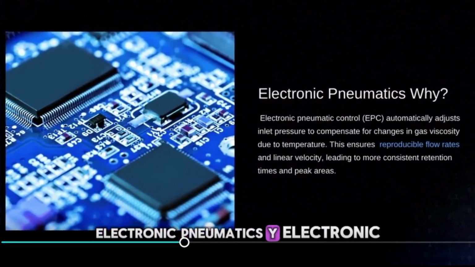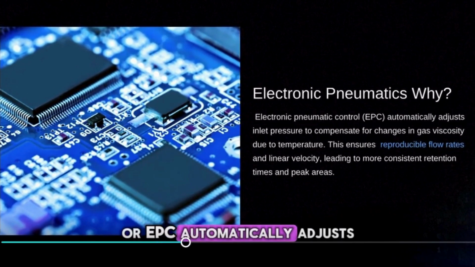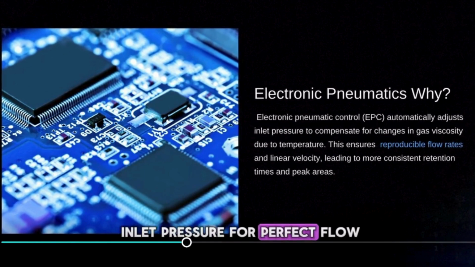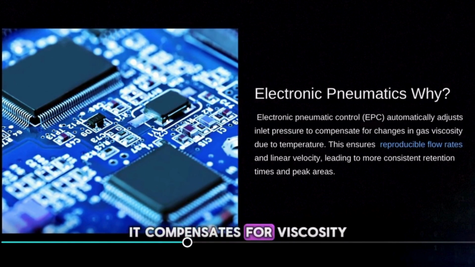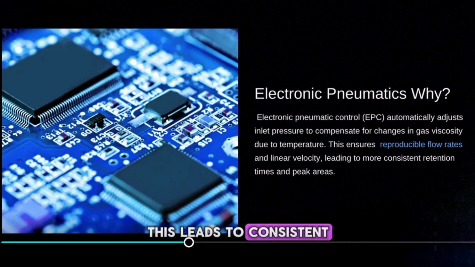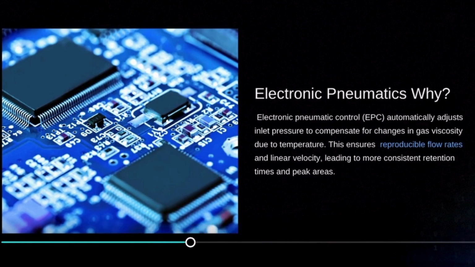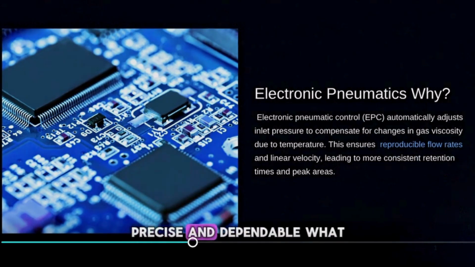Electronic pneumatics. Why? Electronic pneumatic control, or EPC, automatically adjusts inlet pressure for perfect flow. It compensates for viscosity changes due to temperature shifts. This leads to consistent retention times, peak areas, and better reproducibility. EPC is like an autopilot for your GC's pressure system, smart, precise, and dependable.